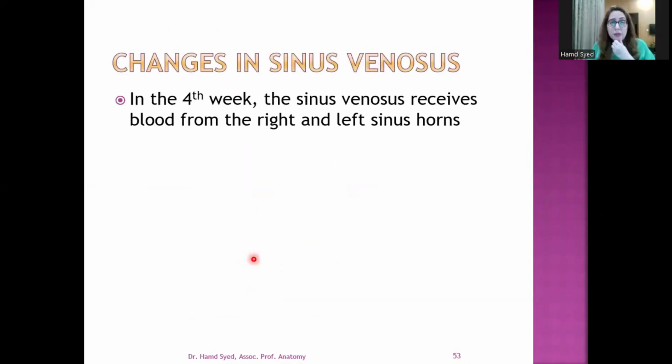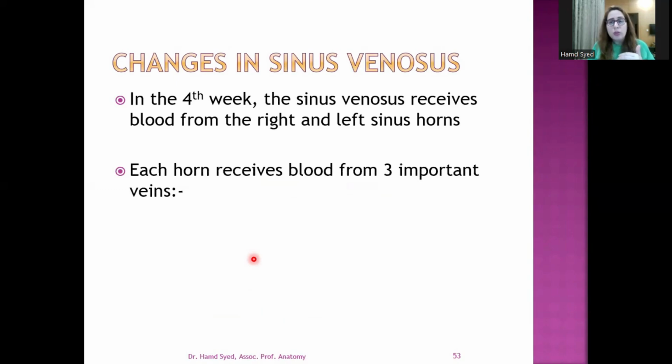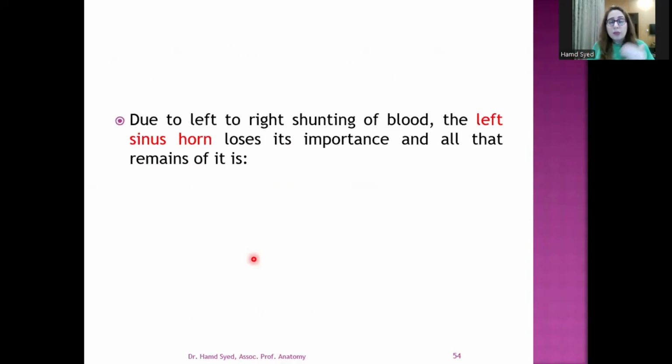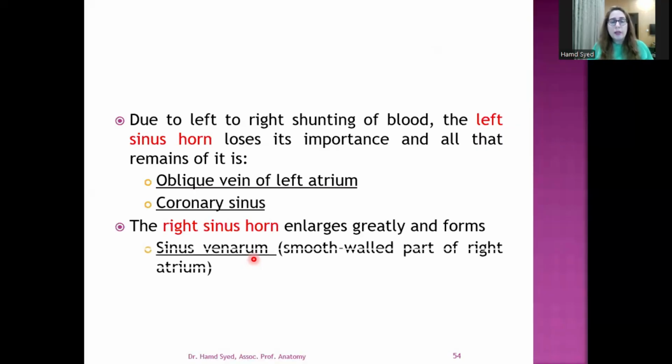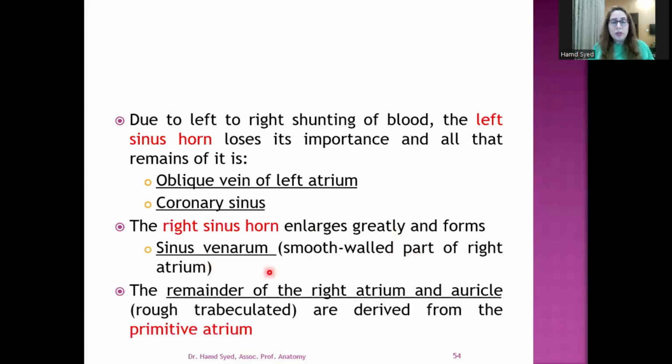Now, what are the changes in sinus venosus? The adult functional remnants of sinus venosus are derived from the horns of the sinus venosus. Each horn, I told you, is receiving blood from three important veins: common cardinal, vitelline, and umbilical. Now, due to the left to right shunting of blood, the left sinus horn loses much of its importance, and all that it eventually forms are the oblique vein of left atrium and the coronary sinus, whereas the right sinus horn enlarges greatly and it forms the smooth wall part of right atrium, also known as sinus venarum. The remainder of the right atrium and auricle are derived from the primitive atrium, that is the rough trabeculated part.